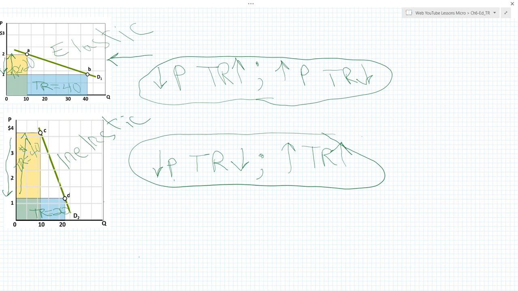I hope this helps you understand the important relationship between the price of something and what happens with total revenue based on the elasticity coefficient.